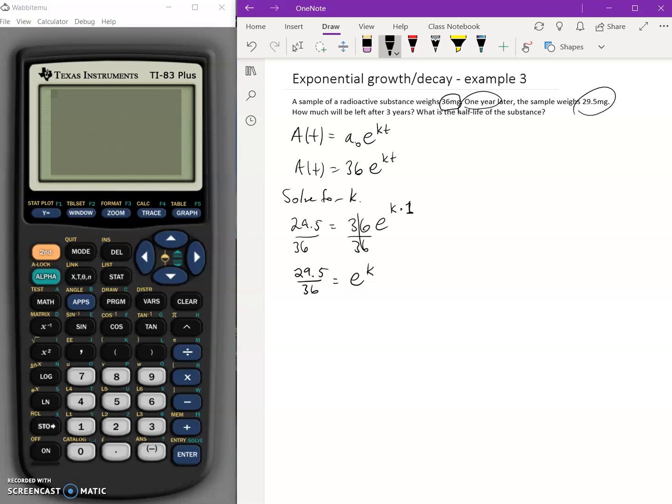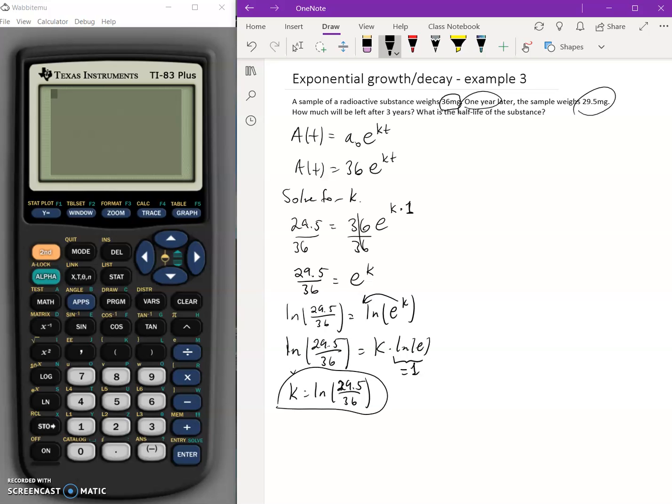Now to solve for the exponent, I take the natural log of both sides. So I take the natural log of 29.5 divided by 36 is equal to the natural log of e to the k. Move the exponent down, because these are the rules of logs. So I have the natural log of 29.5 divided by 36 is equal to k times the natural log of e. Natural log of e we said is equal to 1. So that says that k is equal to the natural log of 29.5 divided by 36. This is the k that I'm going to plug back into my function. That was the whole goal of what we did.